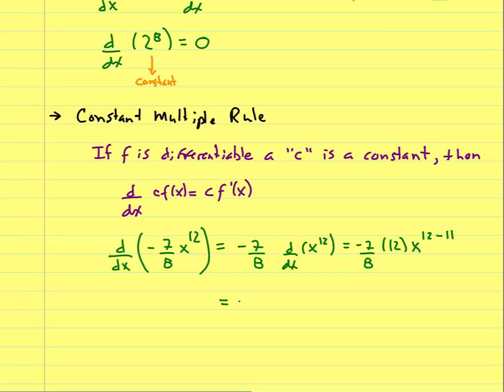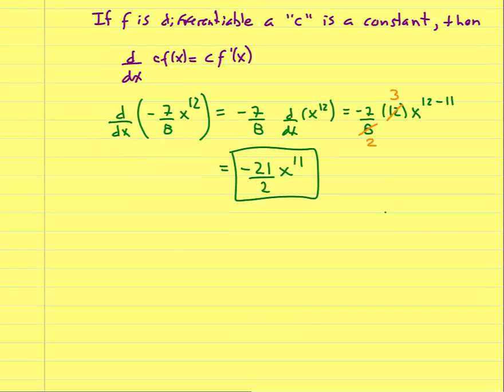So simplifying, I'd have negative 7/8 times 12, so 8 divided by 4 is 2, and 12 divided by 4 is 3. So we're left with negative 7 times 3, which is negative 21 halves, because I have a 2 in the denominator, x to the 11th. And there's my solution. Now a lot of times you won't show all of these steps. You'll just take the derivative without showing this intermediate step, and that's okay, but you have to be able to show all of these parts where you have the coefficient out front.